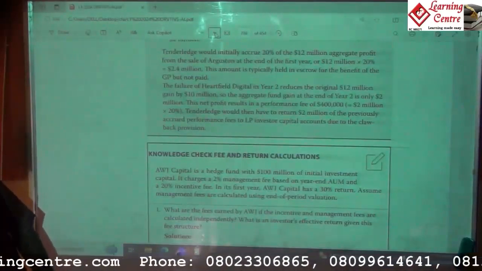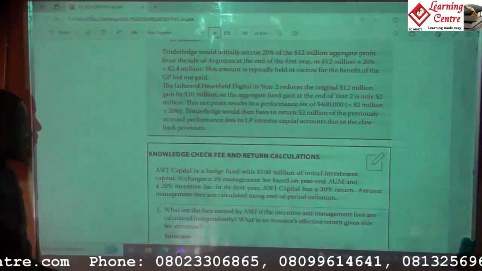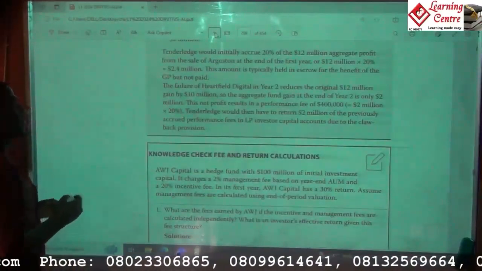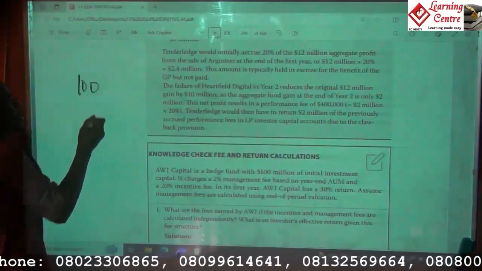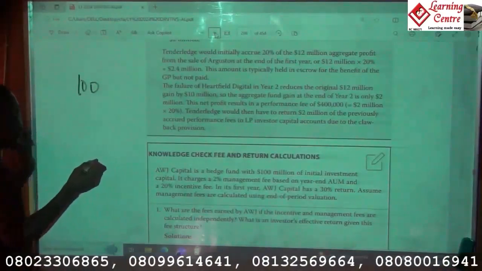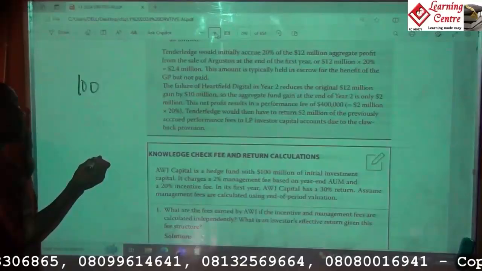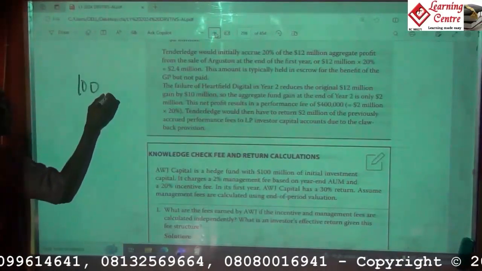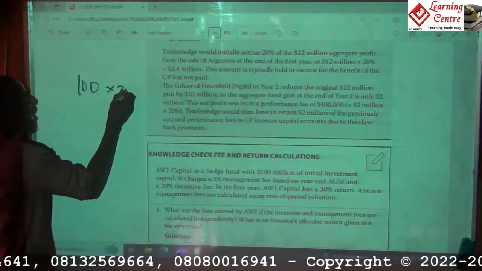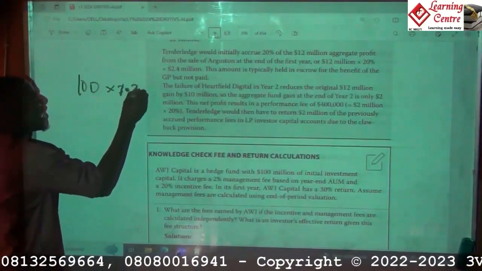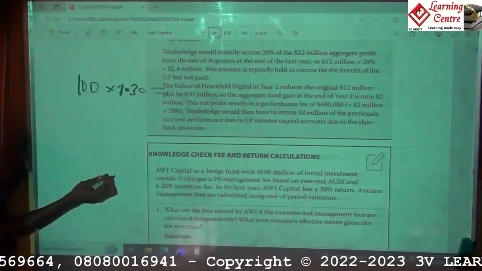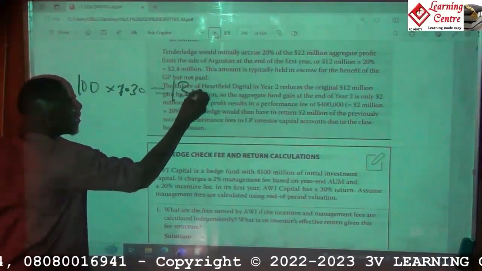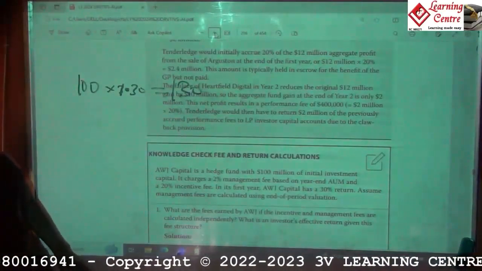What's the total amount invested? 100 million. What's the return? 30%. So what we get is 30% times, so it's going to be 1.30. So our total amount at the end of the period is what? 130.